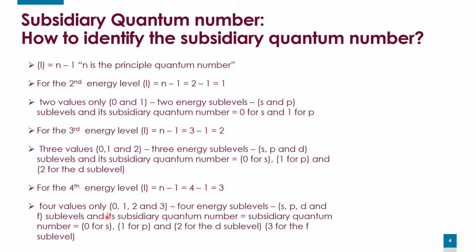Okay, what about the rest of the energy levels? The 5th, the 6th, and the 7th. Actually, they all carry the same 4 sublevels. No more: S, P, D, and F.